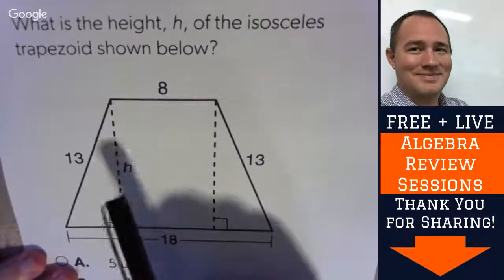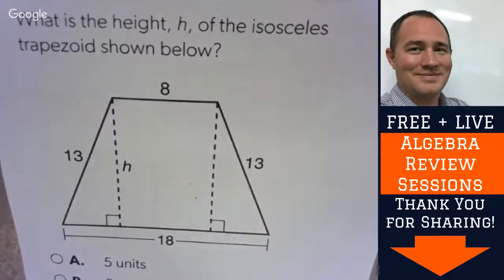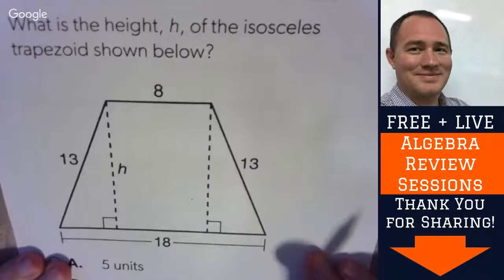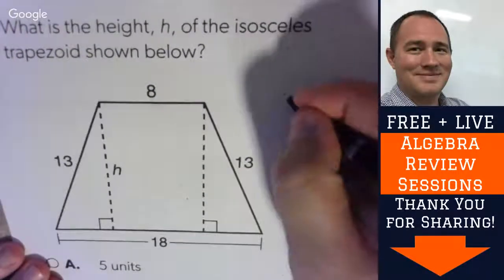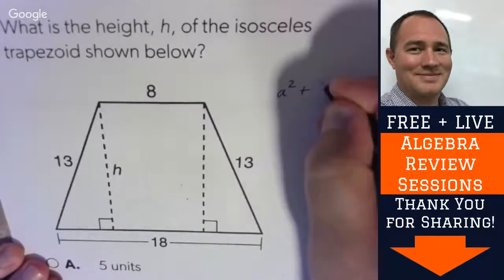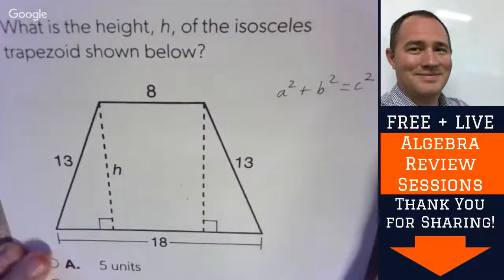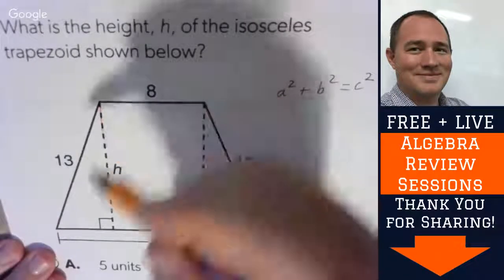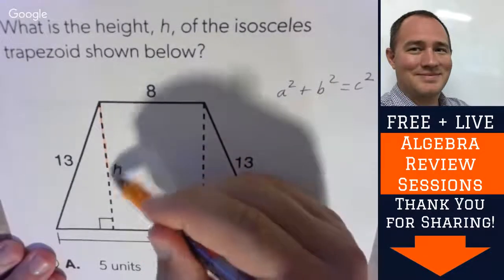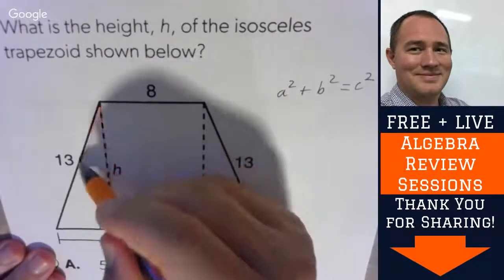So what we're looking for is h. Now in the material we covered this week, this is all within the triangles. So we could work with a squared plus b squared equals c squared. And let's start to break this down. So let's look for a triangle we could use. So this one looks as good as any. This triangle over here.